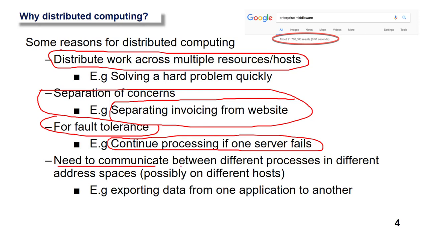So we need to communicate between different processes and different address spaces, possibly hosts. In order for distributed computing to work, this is what we need to be able to do.